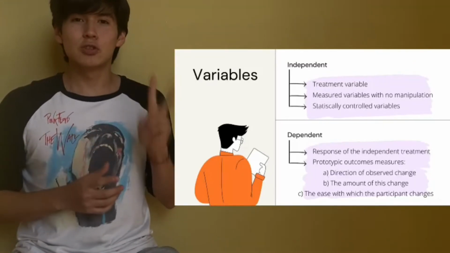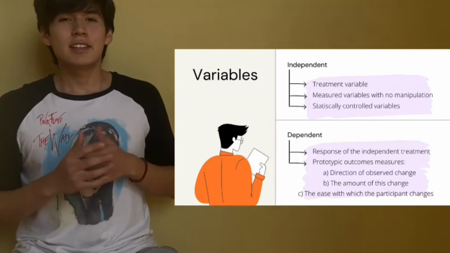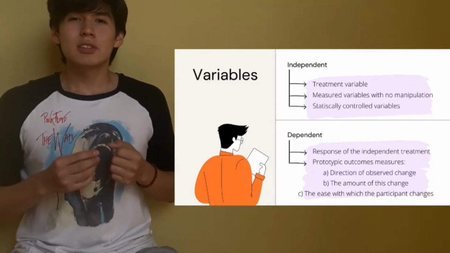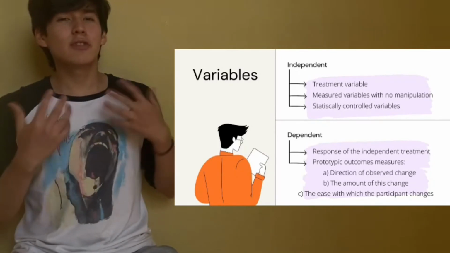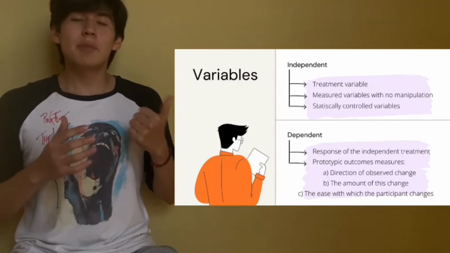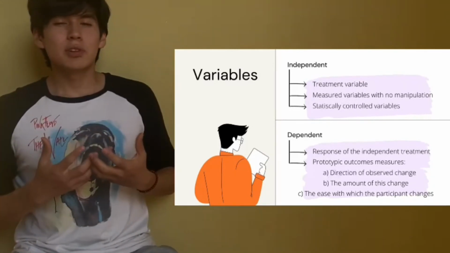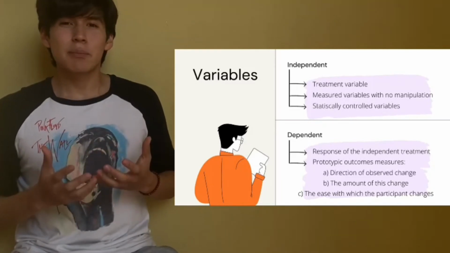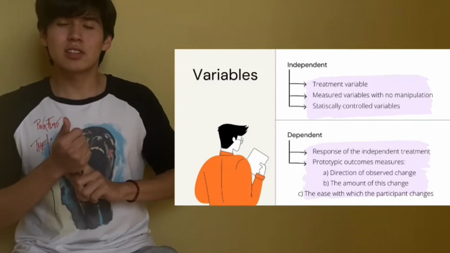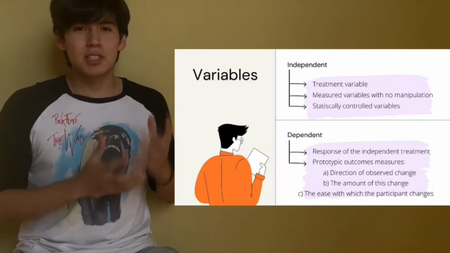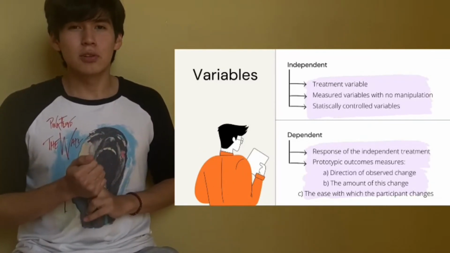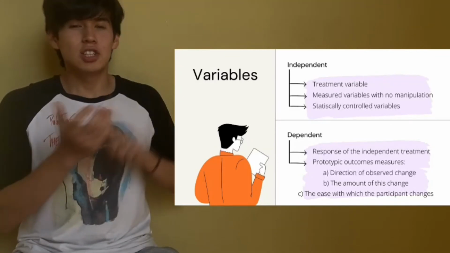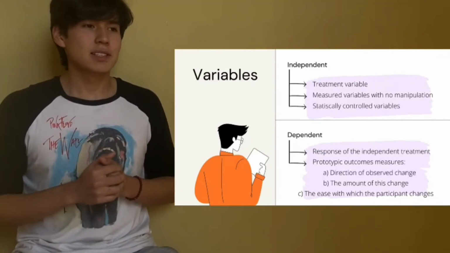Variables are divided into 2 types. The first one, the independent variables, must contain a treatment variable that receives the experimental manipulation from the researcher. A measured variable, where no manipulation occurs. This means, for example, the aptitude or the personal characteristics of the participants. And lastly, a statistically controlled variable, for example, the ethnicity, the gender, or the age of the participants.